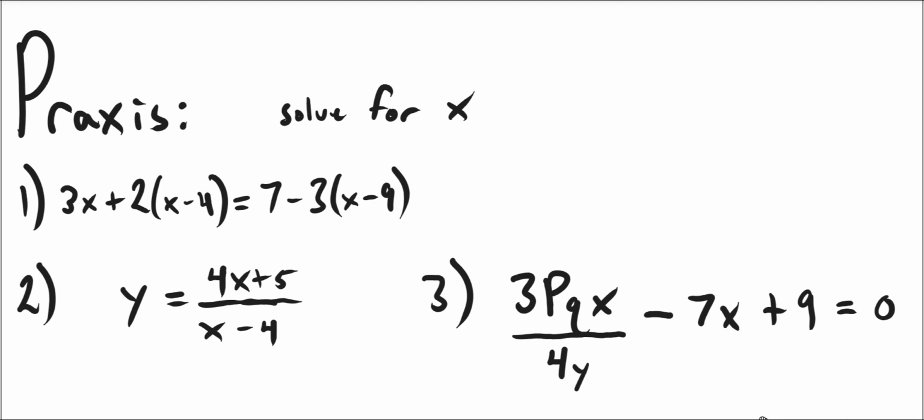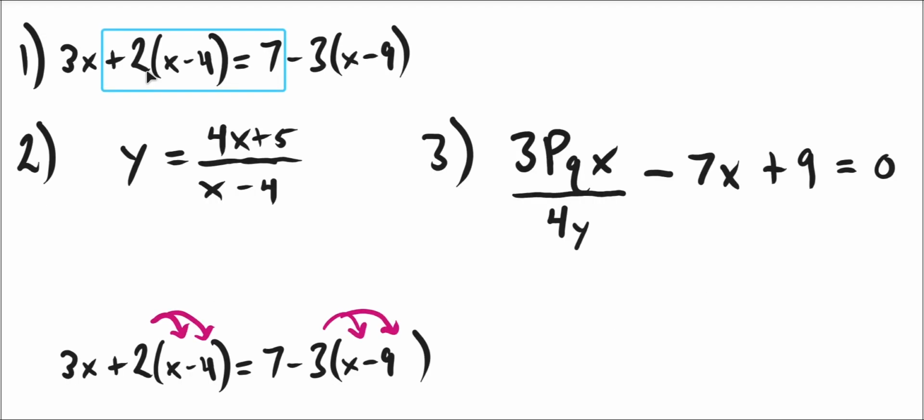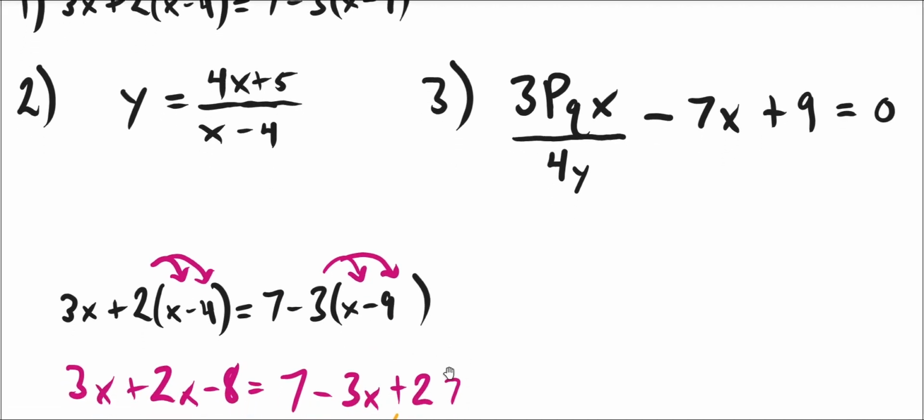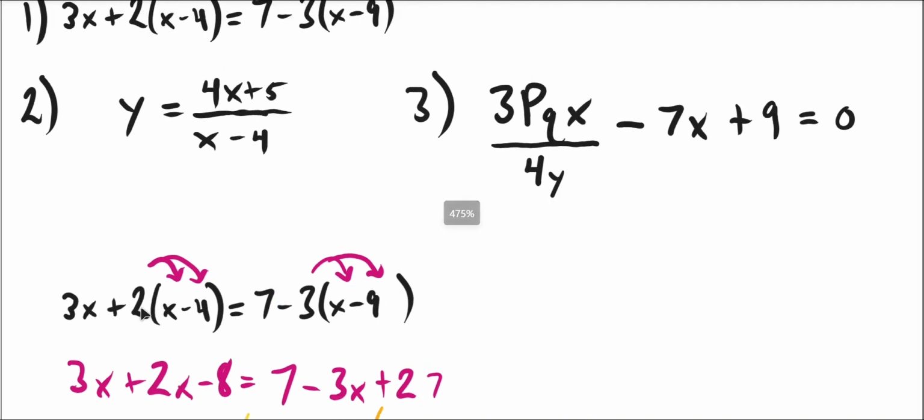Okie dokie, let's see how it went. To start with number one, we're going to need to distribute first. And we're going to have a little distribution to do on both sides. So let's take care of that first. We bring the 2 in against the x, against the -4. We bring the -3, its minus sign is attached to the 3, against the x and the -9. So by our sign rules over here, that's going to be positive 27 and minus 3x. Over here on this side, it's 2x and -8.